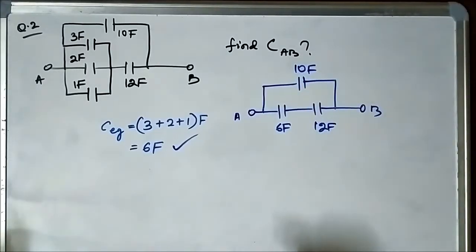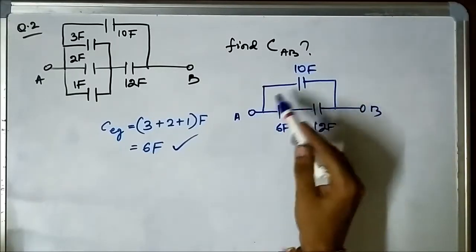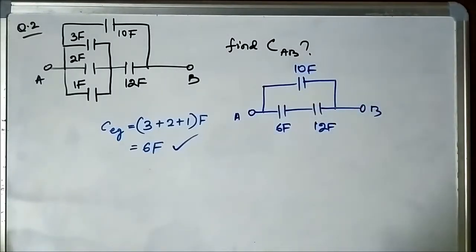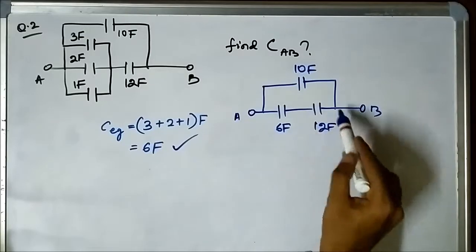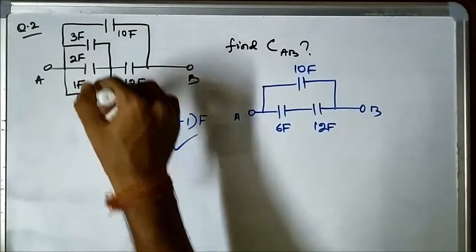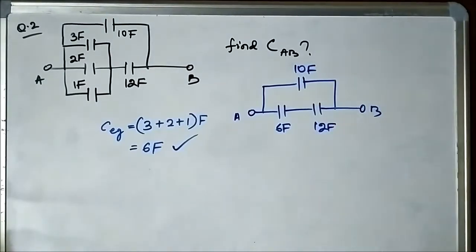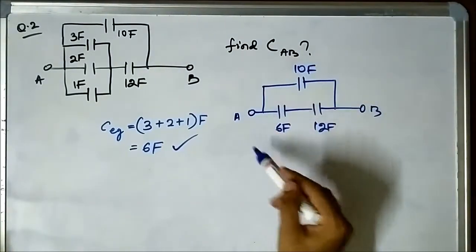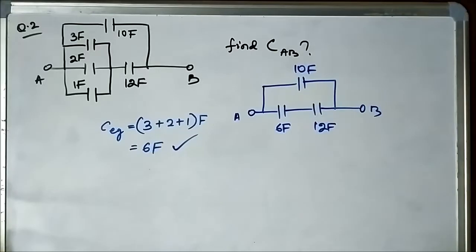Now you can see in this circuit, again we have to identify the pattern. These two capacitors, the 6 farad, which is the equivalent capacitance of those three capacitors, and this 12 farad capacitor, they are connected in series.